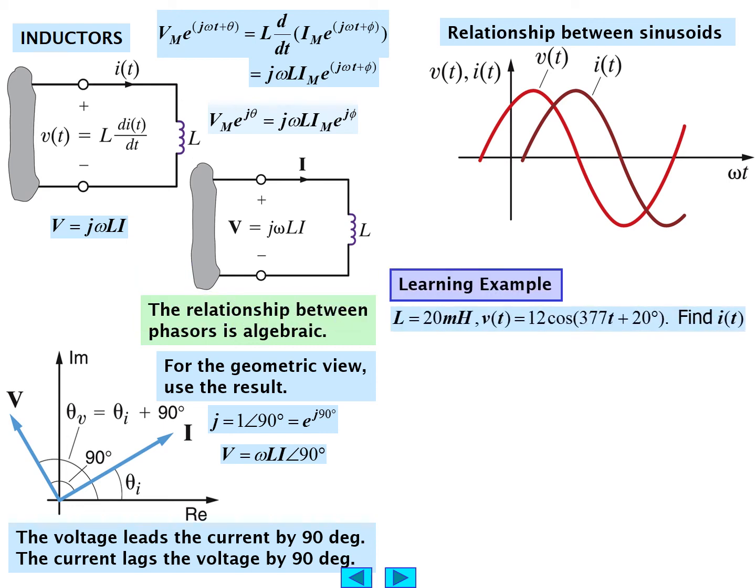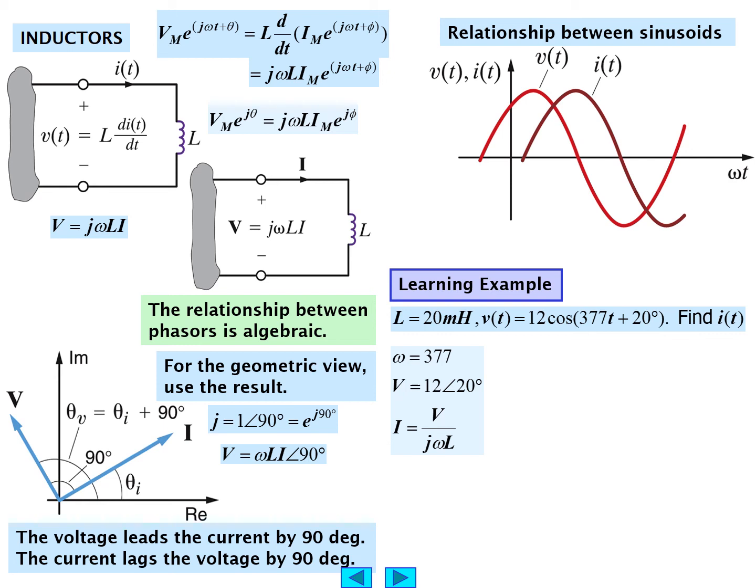So let's do a learning example with some numbers. L is equal to 20 millihenries. Notice little m, capital H, that's millihenries. A milli is 10 to the minus 3. So that's 20 times 10 to the minus 3 henries, or if you will, 0.02 henries. V of t is equal to 12 cosine quantity 377t plus 20 degrees. In our single loop circuit, find the current. Omega is equal to 377. V is equal to 12 angle 20 degrees as a phasor.